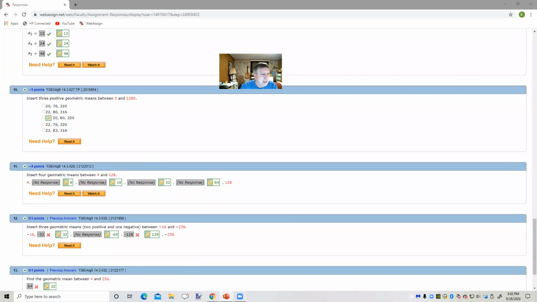It says, insert 3 positive geometric means between 5 and 1280. So a sub 1 is 5. We're going to insert 3 positive geometric means. So I'm going to insert a sub 2, a sub 3, and a sub 4. And then a sub 5 is the given 1280. And we're supposed to find those. All right. So now I'm going to go back to my work screen.